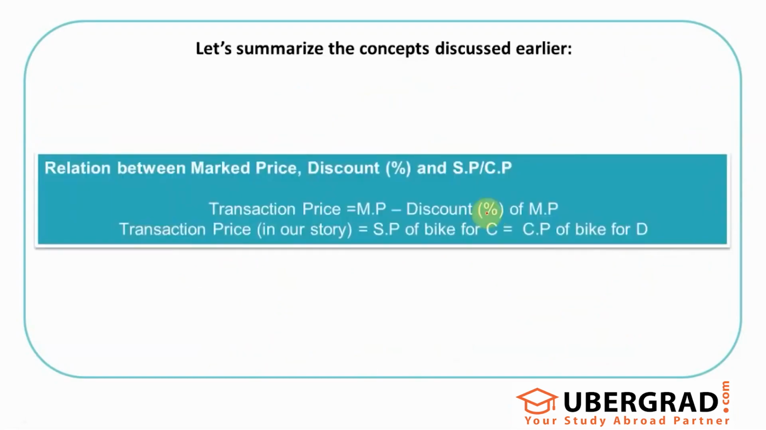Just to summarize this formula again. To remove the confusion, we call this the transaction price, which is mark price minus discount percentage of mark price. Once I know the transaction price, in our story, that's the selling price of the bike for C, because C is selling at 1800 rupees to D after giving the discount, and that's the price at which D is buying it. That's why it's the cost price of the bike for D.